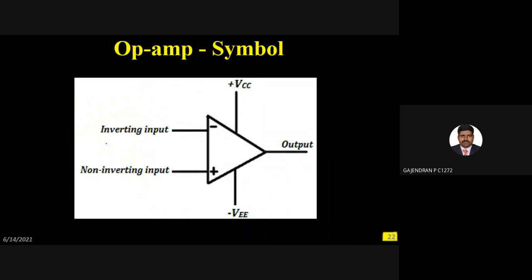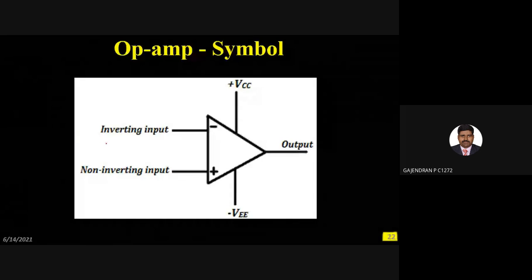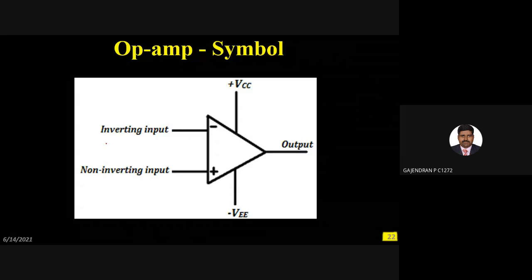Now we are going to start with the first important thing of your operational amplifier, the symbol of the operational amplifier. Please look at this diagram in a proper manner and tell me how many input terminals are there. 2. There are 2 input terminals. Can you name those 2 input terminals? Inverting and non-inverting. Inverting input terminal and non-inverting input terminal. Clear? How many output terminals? Only one output terminal.